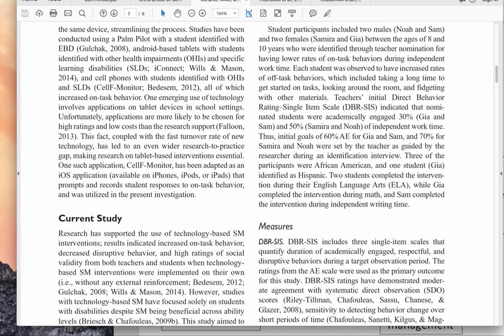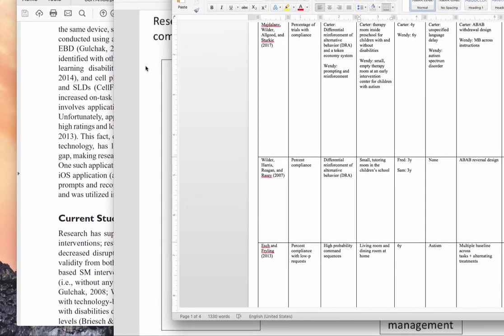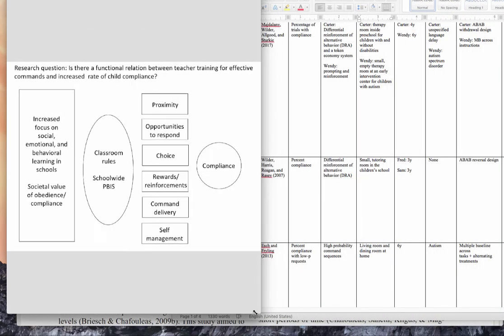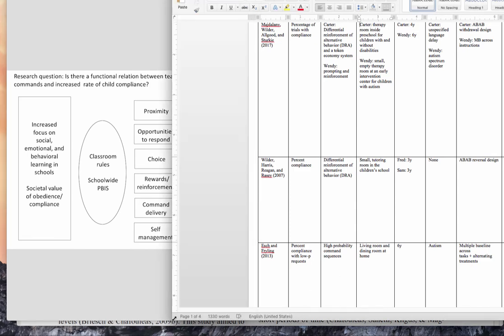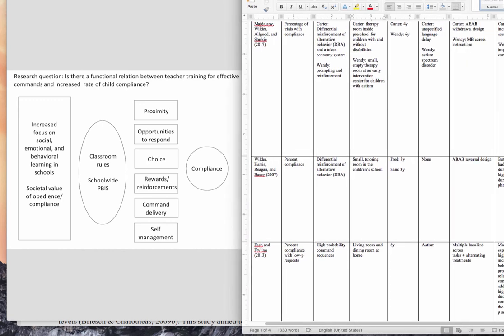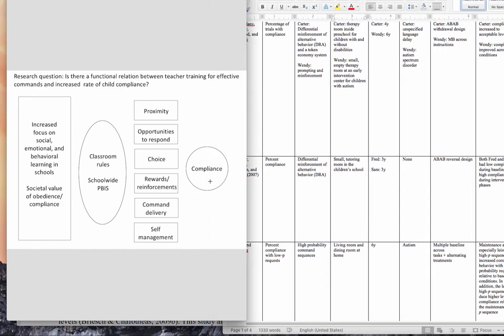So you are going to do the exact same thing for your literature review. You are going to go back to these two documents, your logic model and your article matrix, and you are going to tell me all about your dependent variable. How are you defining it, and why is it important? So why is it important for you to either increase this behavior or decrease it?